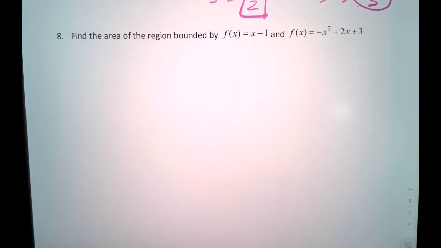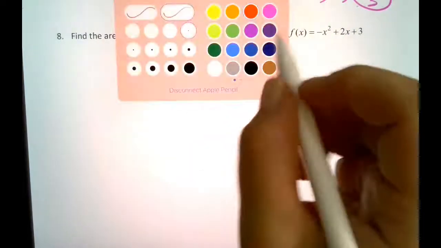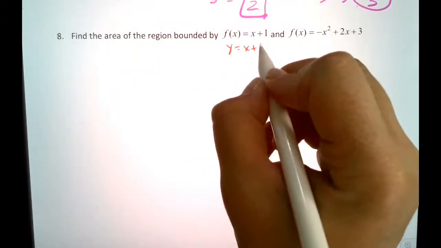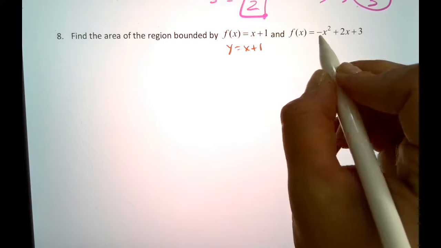So on this one, I'm going to take a look at this and say, okay, let me graph them. And I think this is a line. I can do that pretty easily. That's not too bad. Y equals x plus 1. This one is a parabola. Again, opening down, because I see that negative on the x squared.